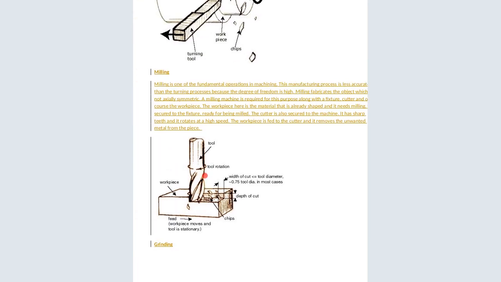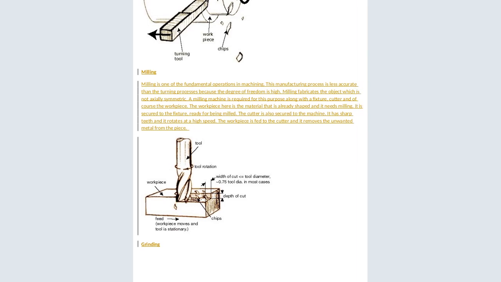The cutter is also secured to the machine. It has sharp teeth and it rotates at a high speed. The workpiece is fed to the cutter and it removes the unwanted metal from the piece. So that is the milling tool. You can see the types of milling tools. The moment it turns around, it mills or cuts the unwanted parts from the workpiece, this part.